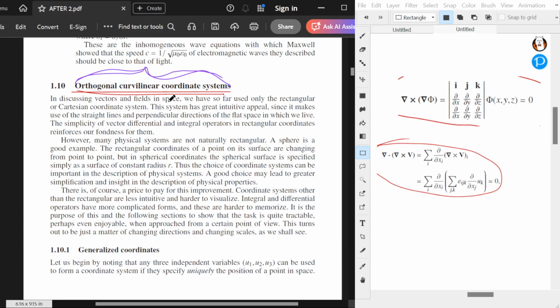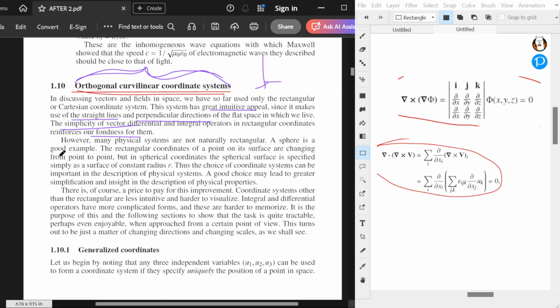In discussing vectors and fields in space, we have so far used only the rectangular or Cartesian coordinate system. It's intuitive since it makes use of straight lines, perpendicular directions, and the simplicity of differentiating and integrating makes us really fond of them. However, physical systems are not naturally rectangular. We see this from spheres and stuff, from charges. The inverse square law really likes spheres.